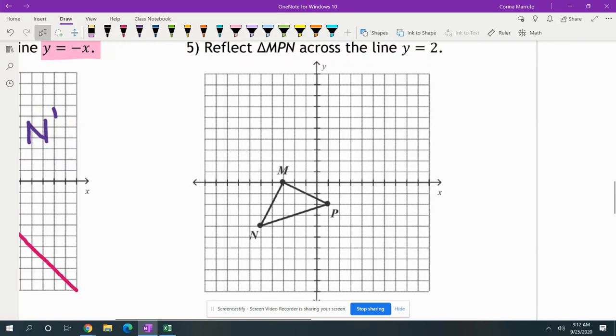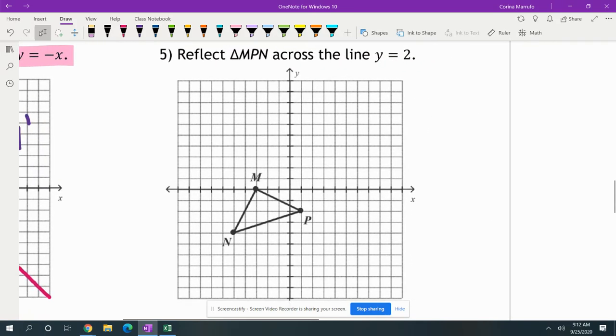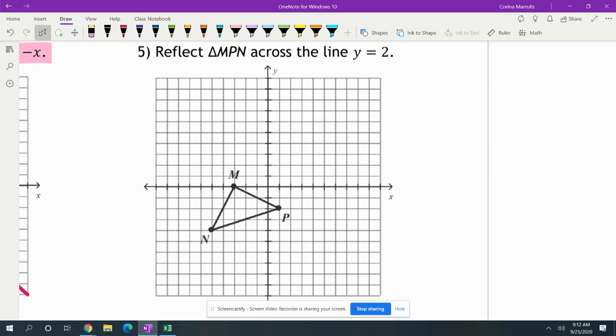All right, the next one: reflect M, P, and N across the line Y equals 2. So we're going to have to graph this line ourselves. This is our line of reflection. So here's my Y axis. We need to find 2 on my Y axis. So this is where Y equals 2. We need to make a horizontal line going straight through it. Okay, this is everywhere where Y equals 2.